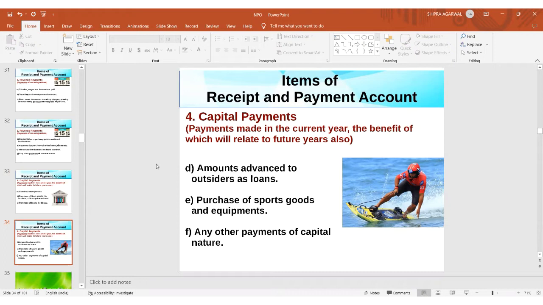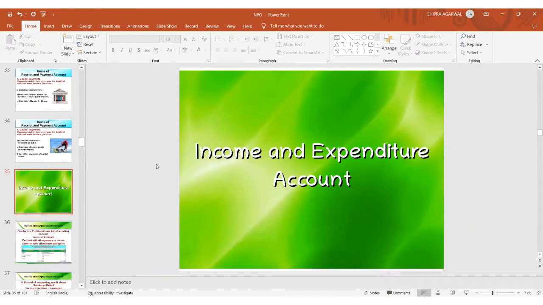Then maybe if some loans have been advanced to outsiders, that means your organization has granted some loans to outsiders, or maybe you have purchased some goods and equipment for your sports activities, or some other kind of activity.